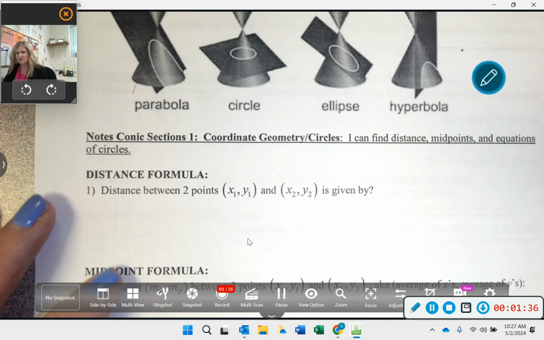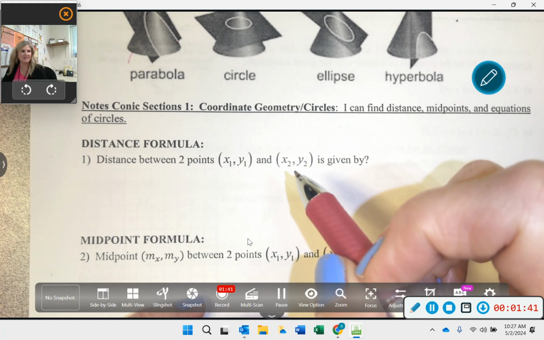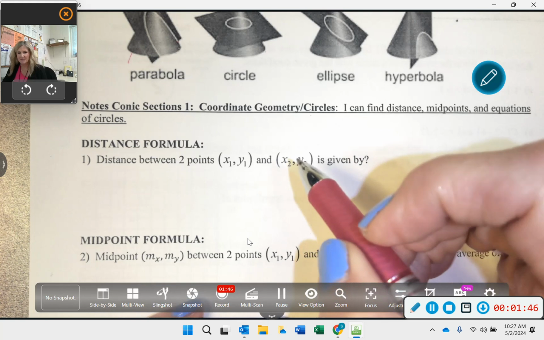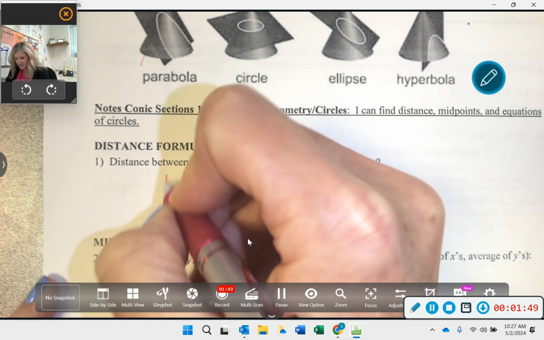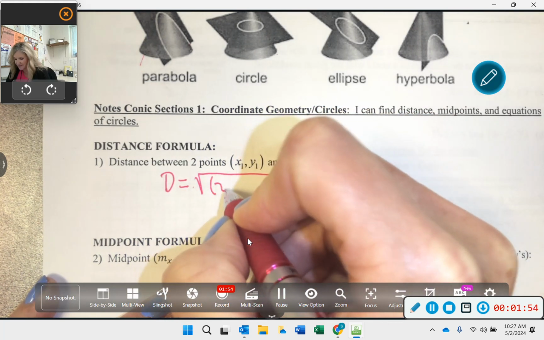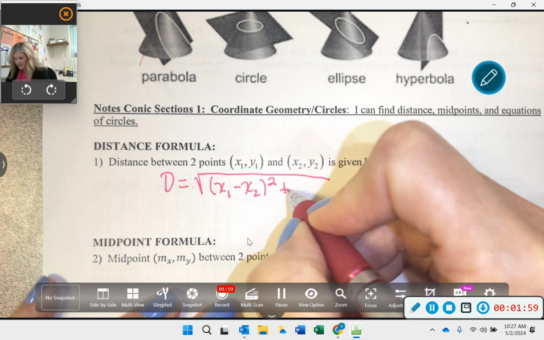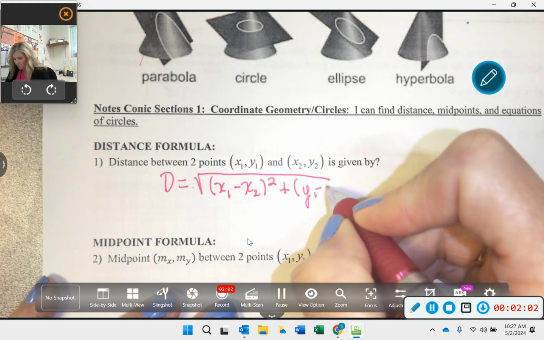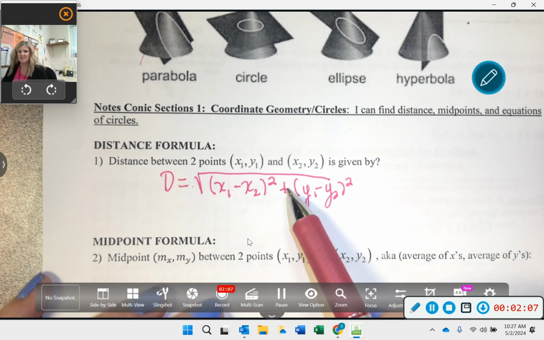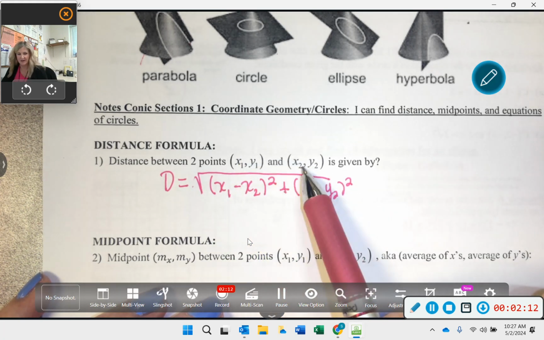All right, so first we're going to talk about the distance formula. Do you guys remember the formula for distance? Anybody remember it from geometry? All right, well, here's the distance formula. The distance formula is the square root of the difference in the x's squared plus the difference in the y's, that quantity squared. That's how we can find the distance between these two points right here.